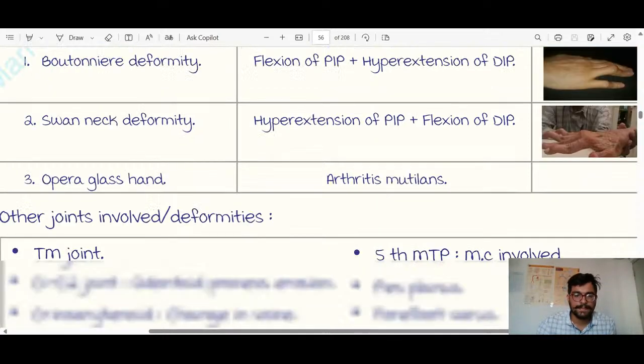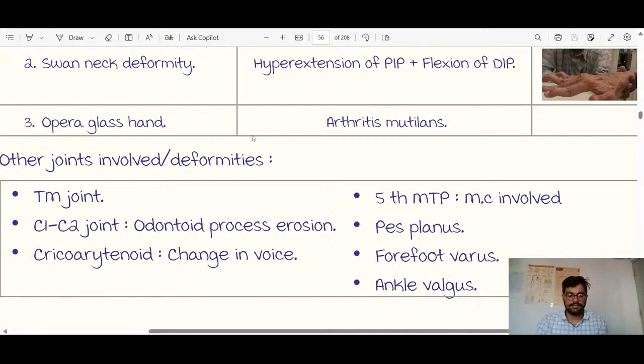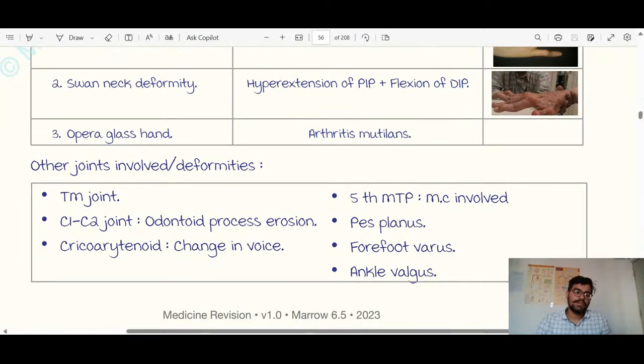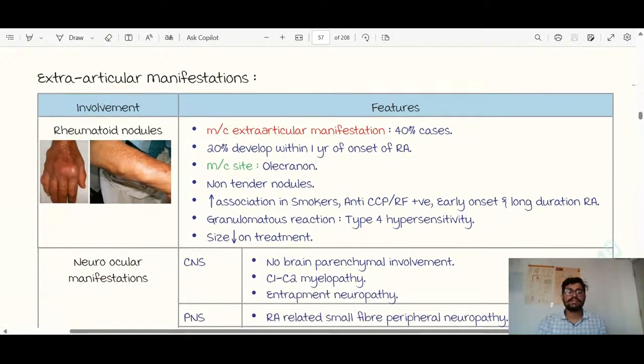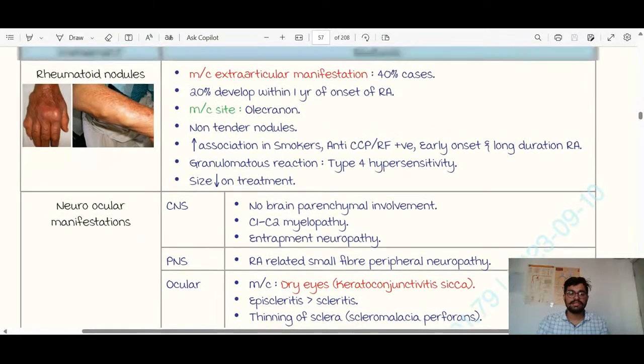This will take place. So other joints involved in deformity are the TM joint, C1, C2 joint, odontoid process erosion, cricoarytenoid, change in voice, fifth MTP, metatarsophalangeal most commonly involved, pes planus, forefoot varus, ankle valgus. These are all deformities. Extra-articular manifestations will be discussed now.